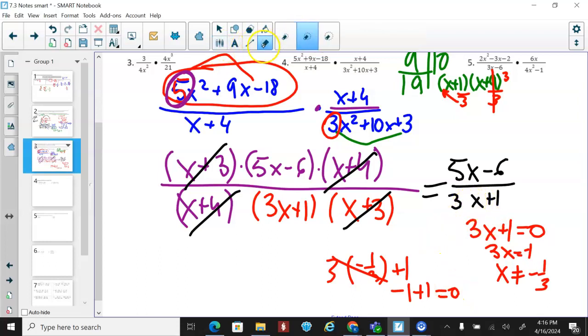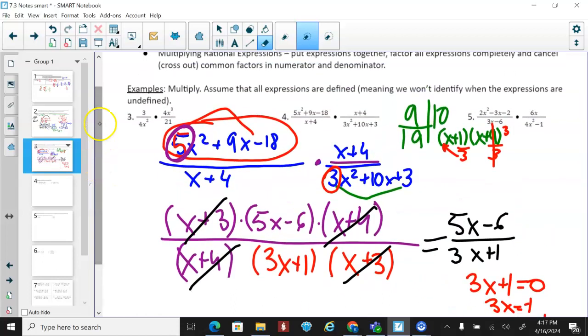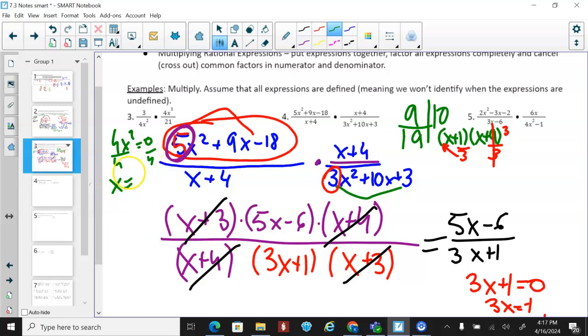So that is for this function. Again, the same thing for the first function that we did here, which again, I forgot. Right here, 4x squared equals 0. Divided by 4, divided by 4, x cannot equal 0 at the end. Okay, because if it does, then that's going to make this function undefined. Okay?